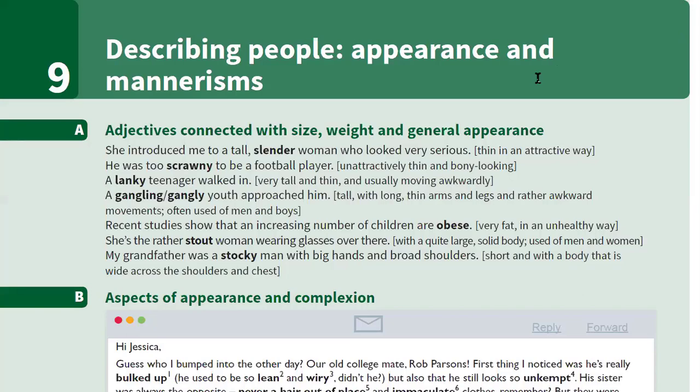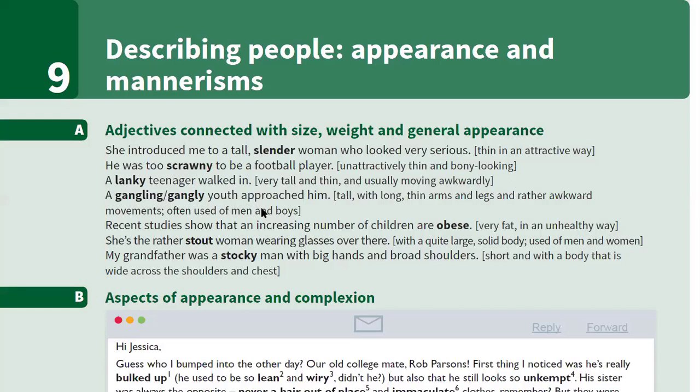Hassan, can you read the text? Can you start reading from here? Yes, Hassan, please read. Adjectives contribute connected with size, weight, and gender appearance. Okay, I think your mic is not working properly. Your voice was not that clear.